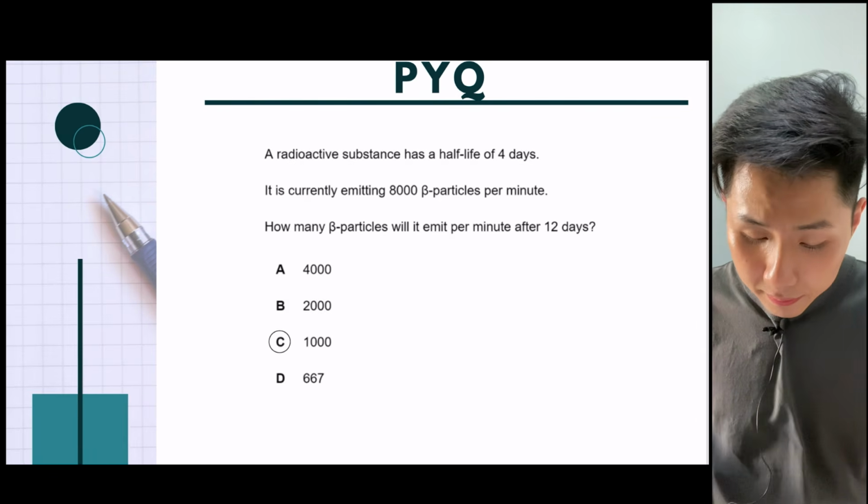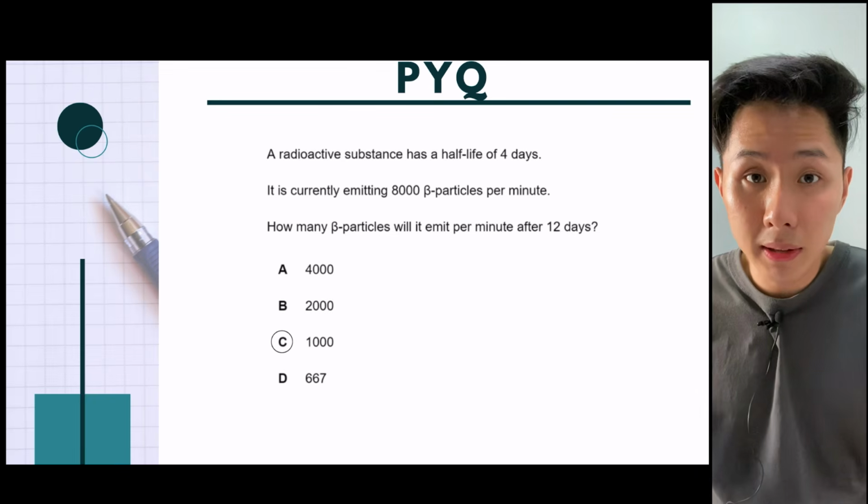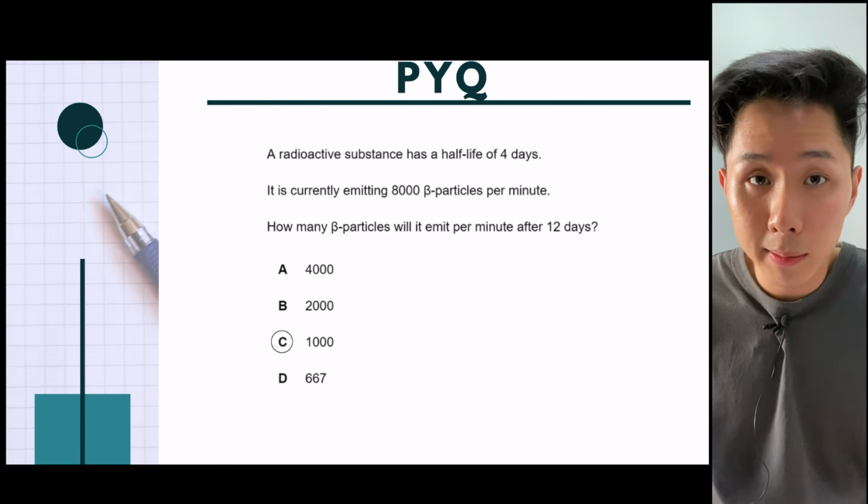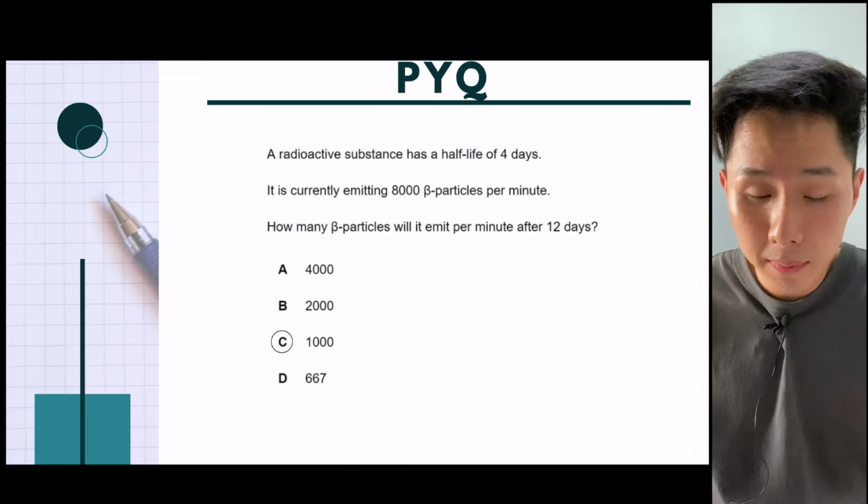And that's about it for this chapter. So in this video, we have compared and contrasted the different radioactive substances: alpha, beta, and gamma.